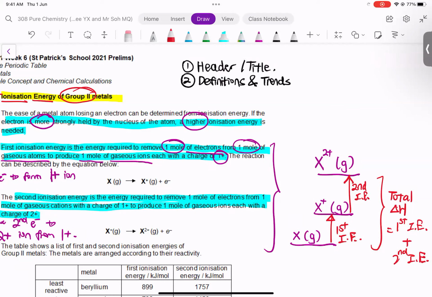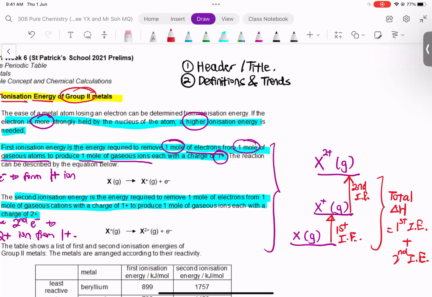You need to form the 1 plus first, then the 2 plus, which means you need to have the first IE, then the second IE. So the total enthalpy change is the sum of the first and the second, all right? With this, we have basically paid attention to the definitions and the trends. Definition of first and second IE, as well as the trend: if the electron is more strongly held, a higher ionization energy is needed. All these have been highlighted in blue. You should have highlighted these in blue and also tried to make sense of it, all right?